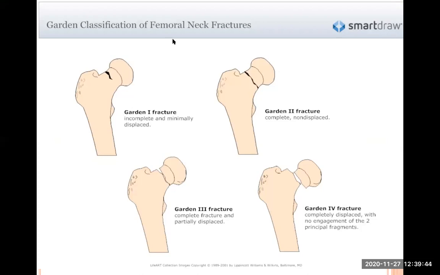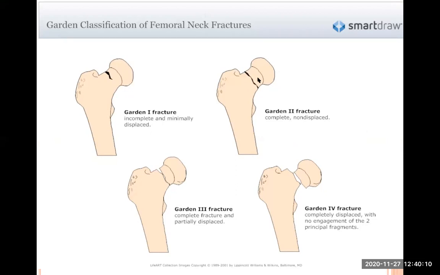Let's see once again this Garden's classification of intracapsular fracture of the femur. Garden 1, incomplete and minimally displaced. This is an incomplete fracture. The fracture line is only on one side, on the other side there is no fracture. Garden 2, complete fracture but non-displaced. I cannot see any displacement here.